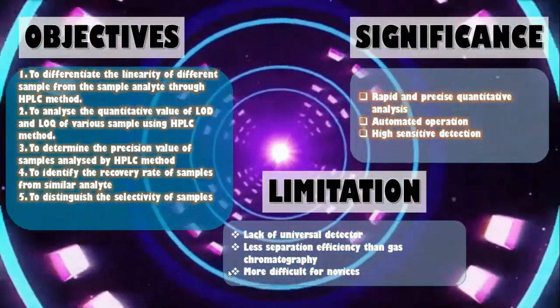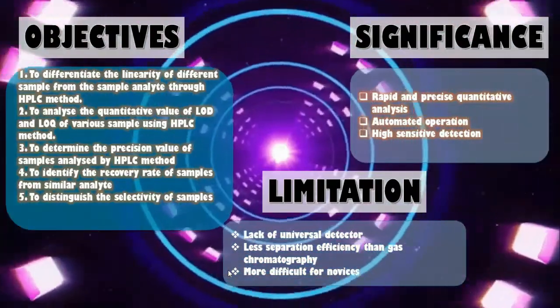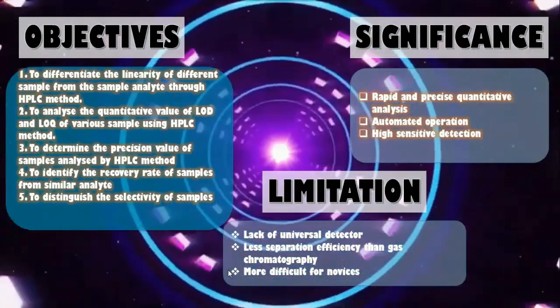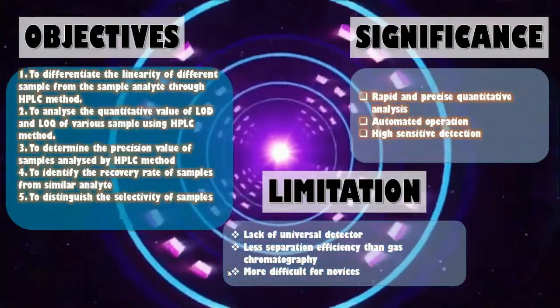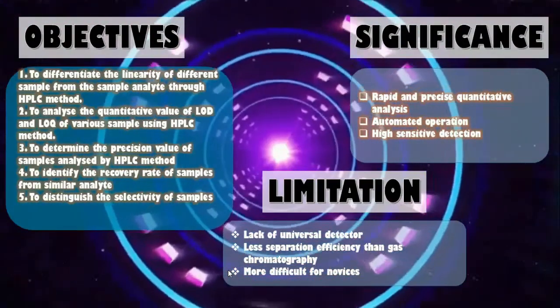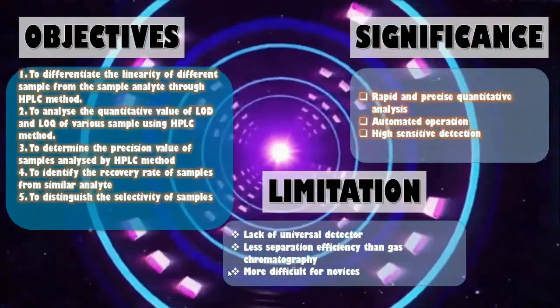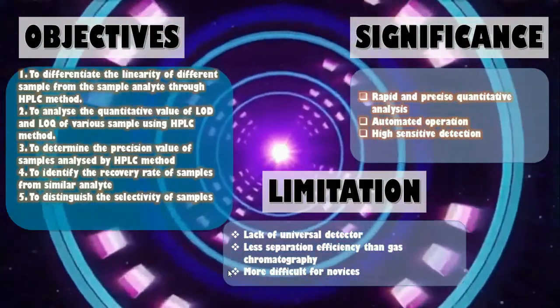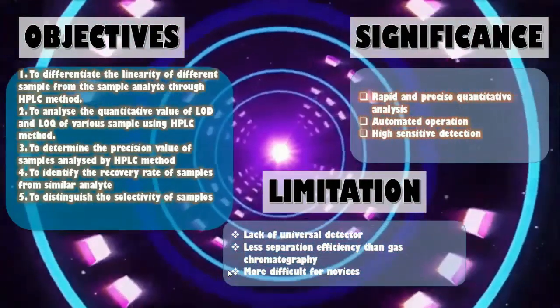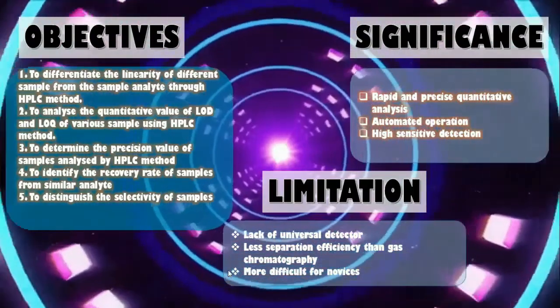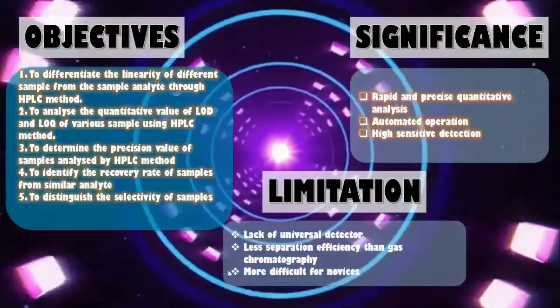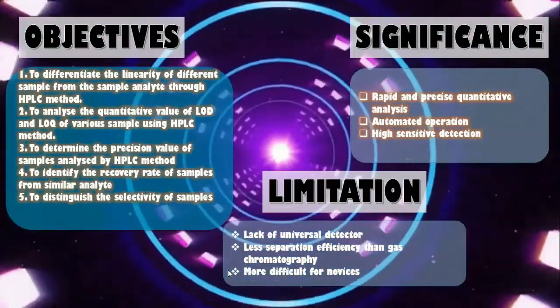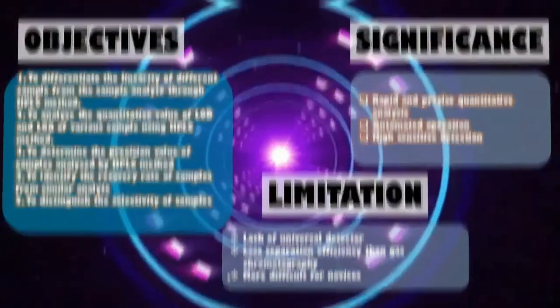Lastly, the limitation of the HPLC method is that there is no universal detector. A universal detector is a detector that can detect all types of compound and give a uniform response. The HPLC method also has less separation efficiency than gas chromatography. HPLC is relatively more difficult for novices, so substantial experience and scientific judgment are needed to develop a new method, interpret a strange result or troubleshoot a problem.